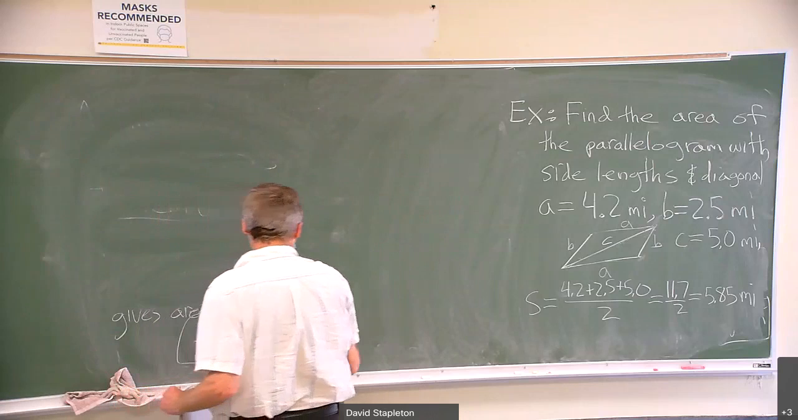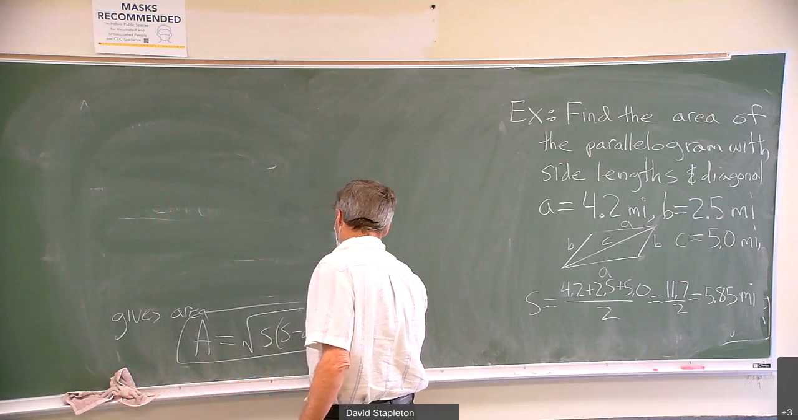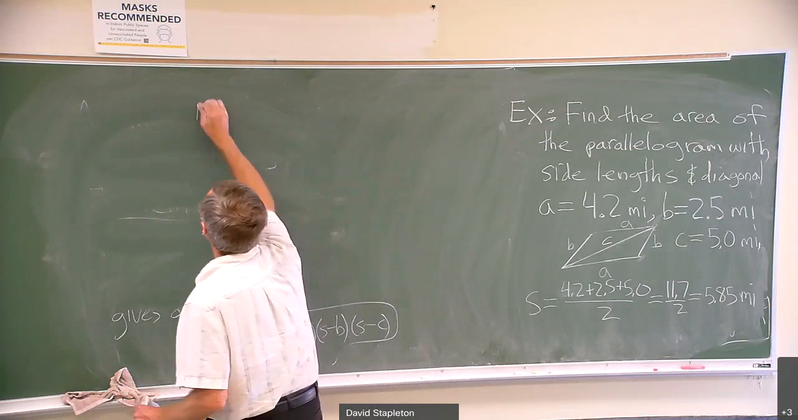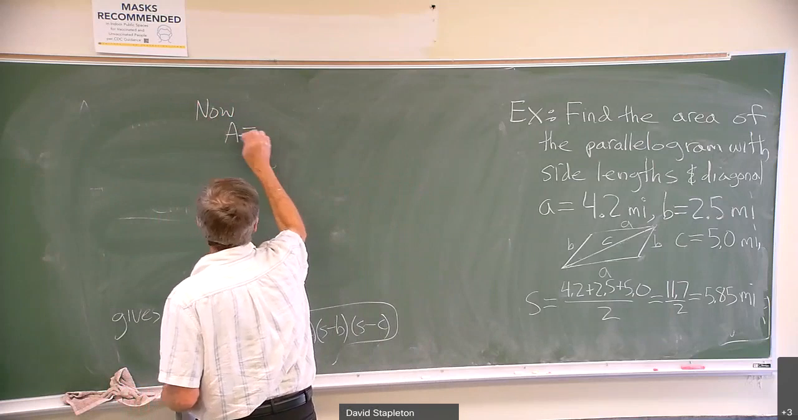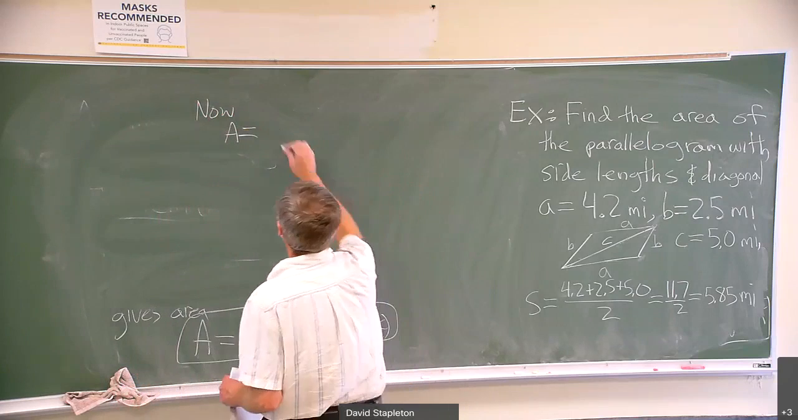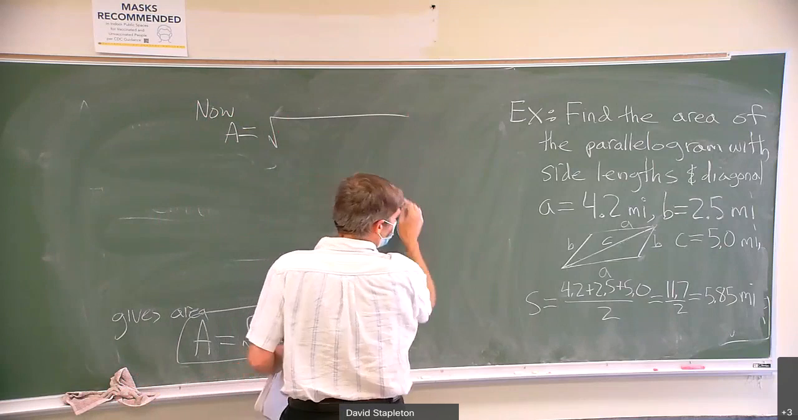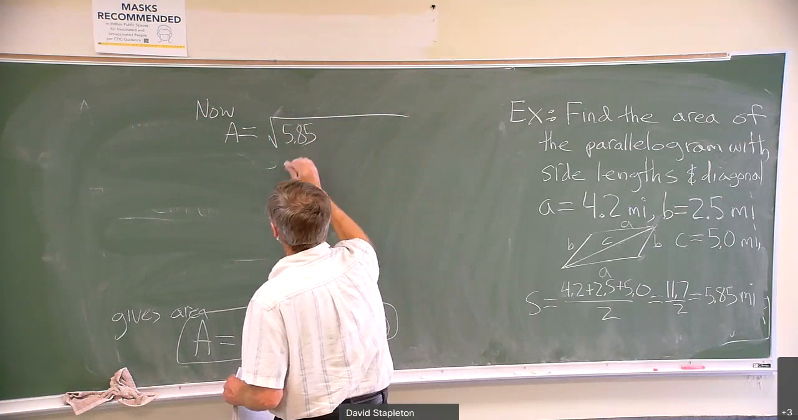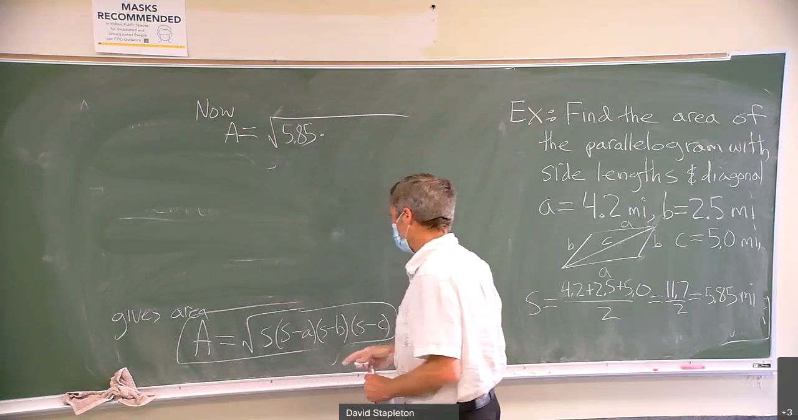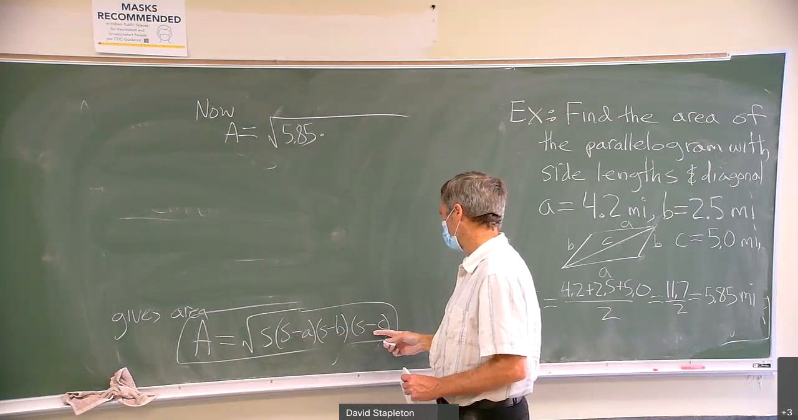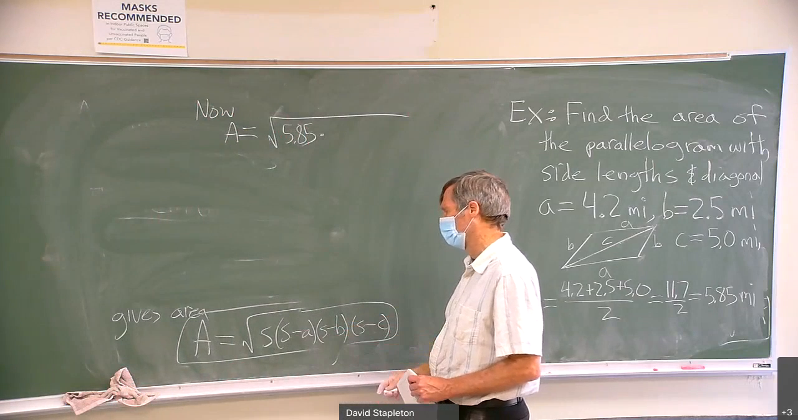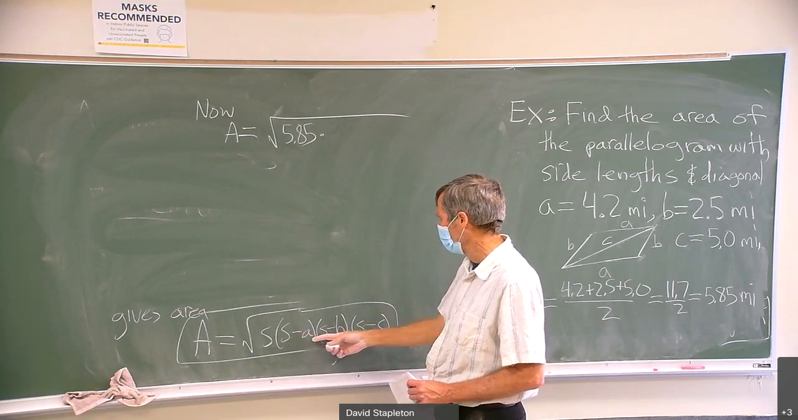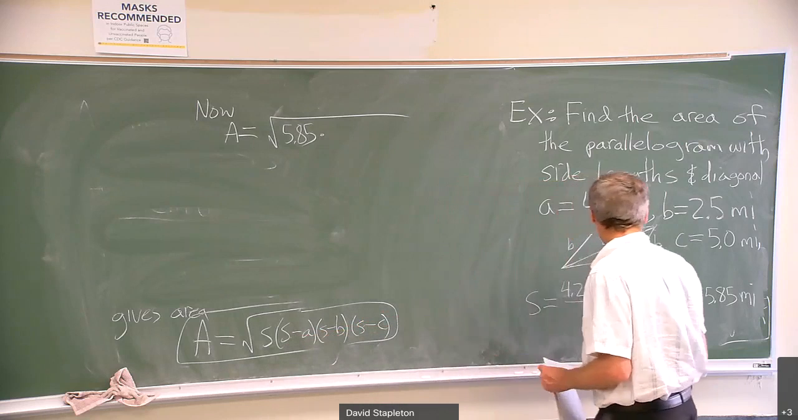we can compute with Heron's formula. The area is the square root of S, which is 5.85. And here's what I want to recommend on the homework. This S times S minus A times S minus B times S minus C, I tend to make a lot of mistakes trying to put in all those parentheses. I always get something wrong. Sometimes what's easier to do is just compute S minus A, S minus B, S minus C separately, especially if you can do it in your head.